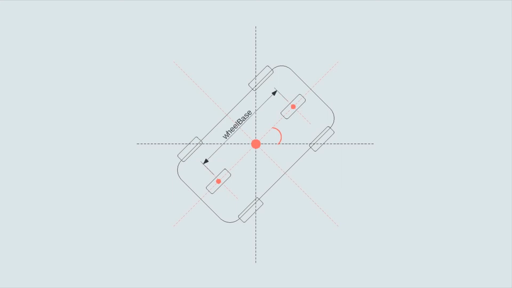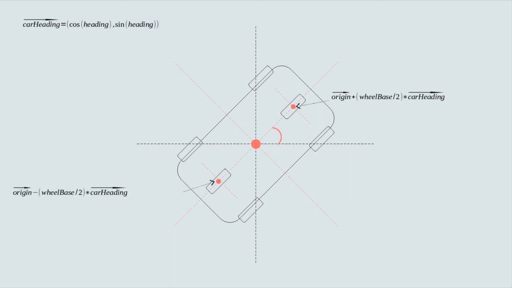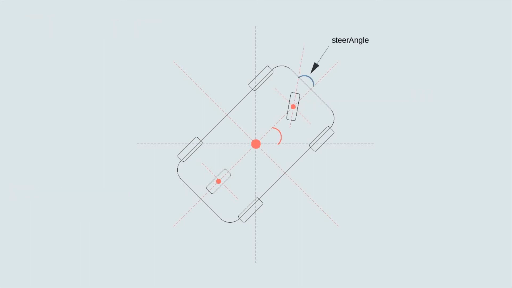To start, we need to calculate the origin for these virtual wheels. The front wheel position will be equal to the car origin plus the car heading vector multiplied by half of the wheelbase. The back wheel's position will be equal to the car origin minus the car heading vector multiplied by half of the wheelbase. Now when we steer, we need to calculate the virtual wheels' new positions.